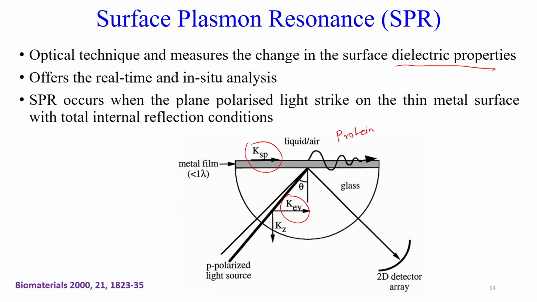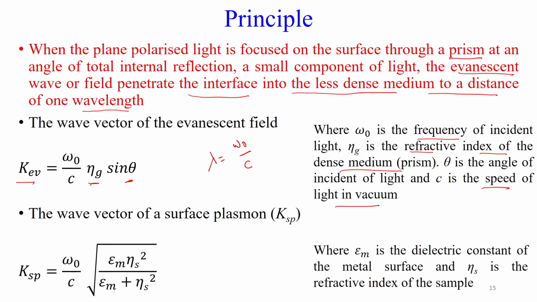So, one wave is the evanescent wave KEV and the other wave, on the top, is the KSP. That is the wave vector of the surface plasmon, KSP, which is equal to the frequency upon speed of light, into... here we have to take into consideration the dielectric constant of the metal surface and the refractive index of the sample. So, for the top layer we have to consider the refractive index of the sample.